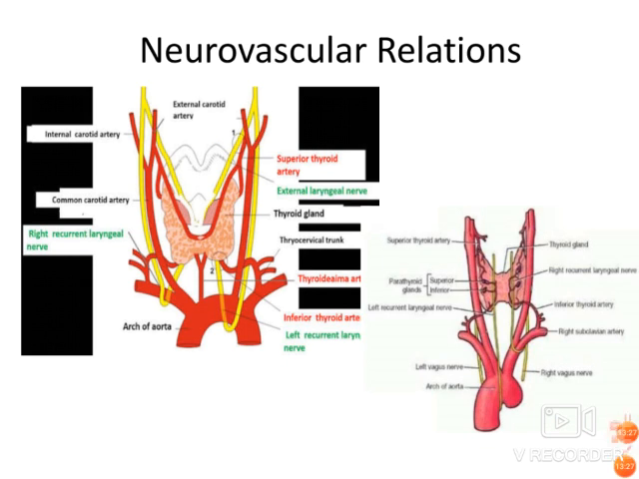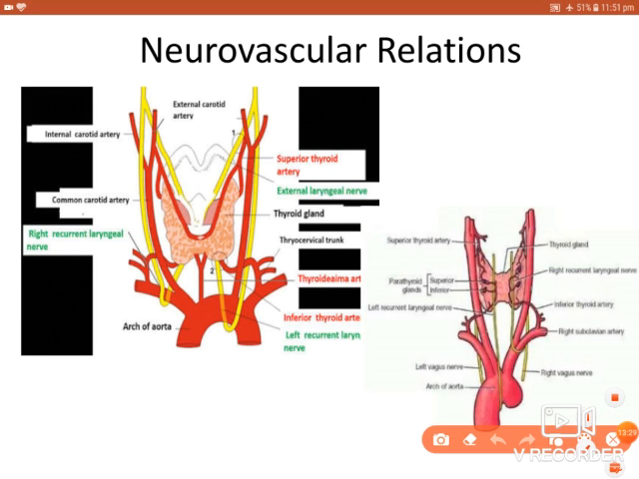Here you can see the neurovascular relations, the artery and the nerves related to it. See here, this is the thyroid gland. This is the apex. This is the base. This part is the isthmus. So this one is the common carotid, external carotid, internal carotid. From this external carotid, the superior thyroid artery is coming. It is providing anterior and posterior branches for the corresponding surface.